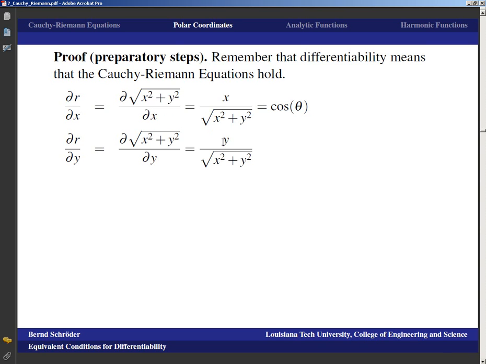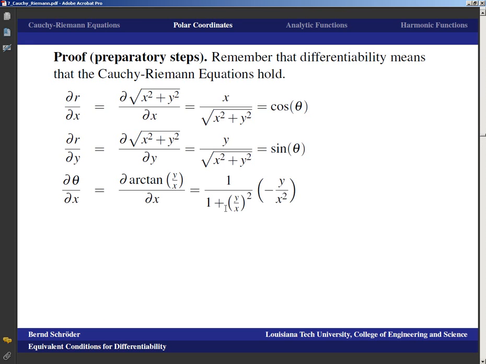And now we remember that y is equal to r sine theta, and dividing by r then should give us sine theta here. d theta dx, what was theta? Theta was the arctangent of y over x. Derivative with respect to x, well, what was the derivative of the arctangent? The derivative of the arctangent was 1 over 1 plus whatever is inside squared, so we get 1 over 1 plus (y over x) quantity squared.